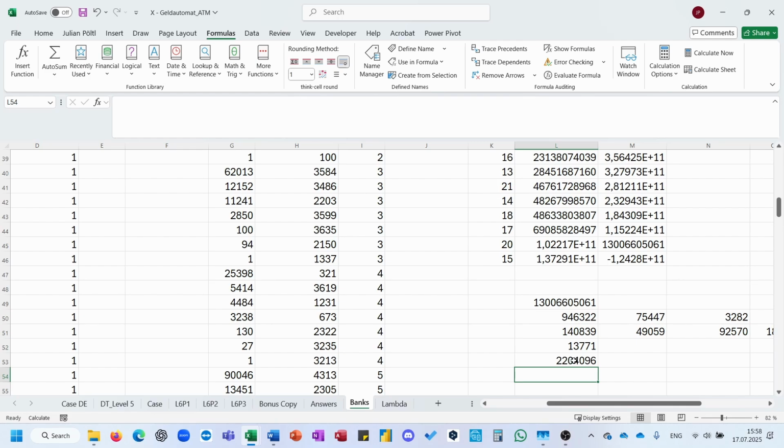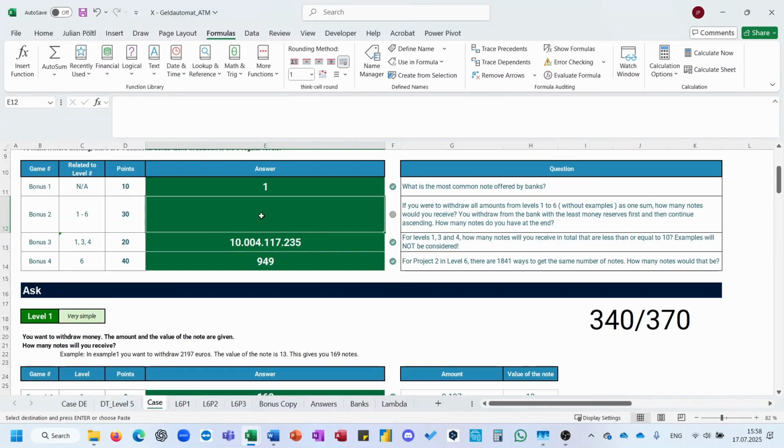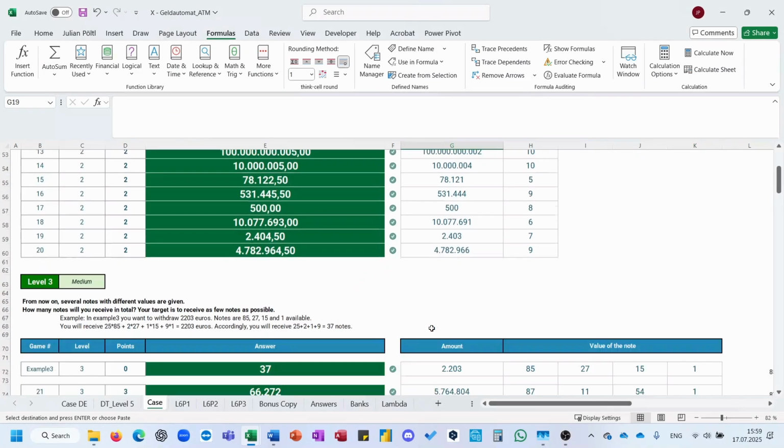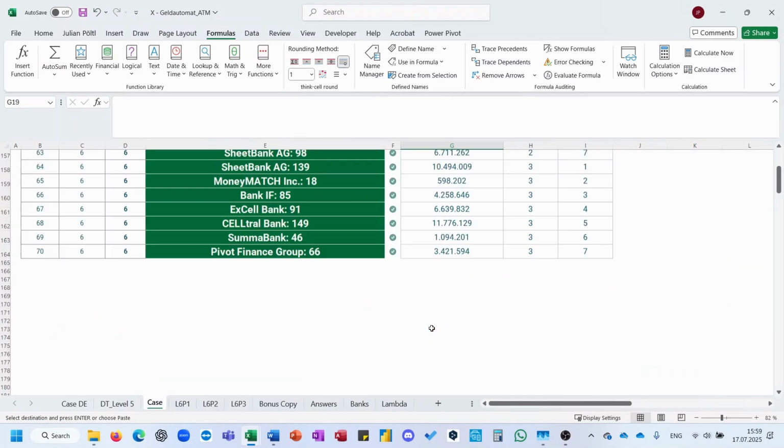42,000. So a large number. Let's check it. And it is calculating. It's right. Yeah, we've solved the whole case in here, I think over an hour with some technical issues and nearly broke Excel. But we're finished.